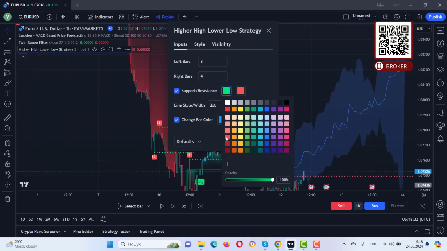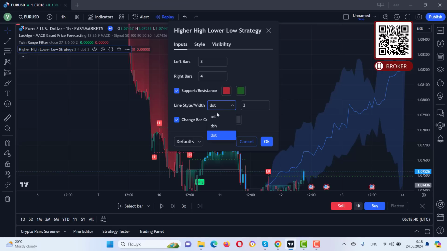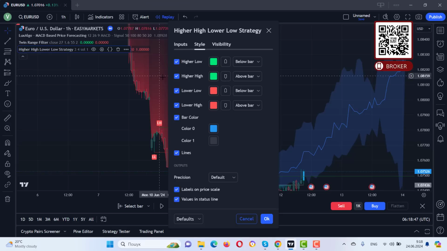Change the green color to red. And the color red. Here we put a 1. Also deselect the boxes here.